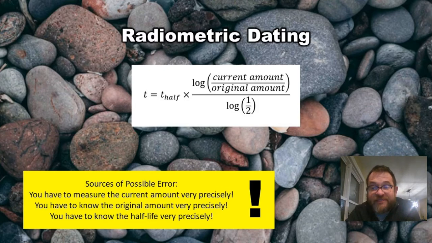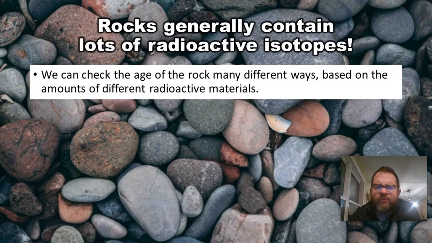But I mean, if there was some reason why we measured those half-lives wrong, then we'd be multiplying by the wrong number in here. So, well, as it happens, though, we don't usually rely on just one radioisotope in the rocks, like just potassium 40.